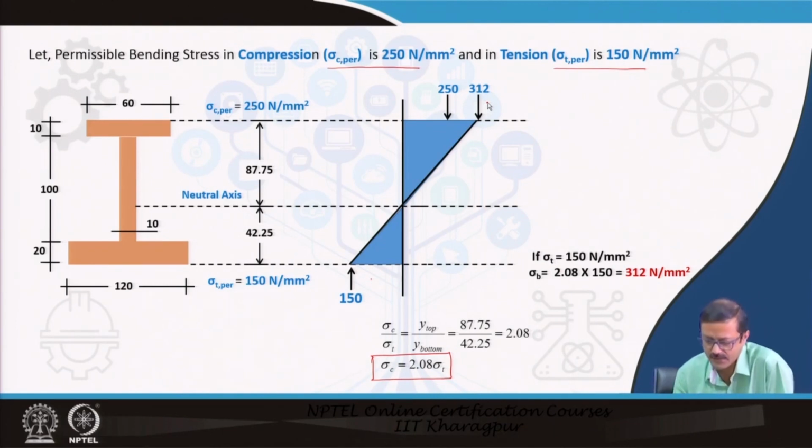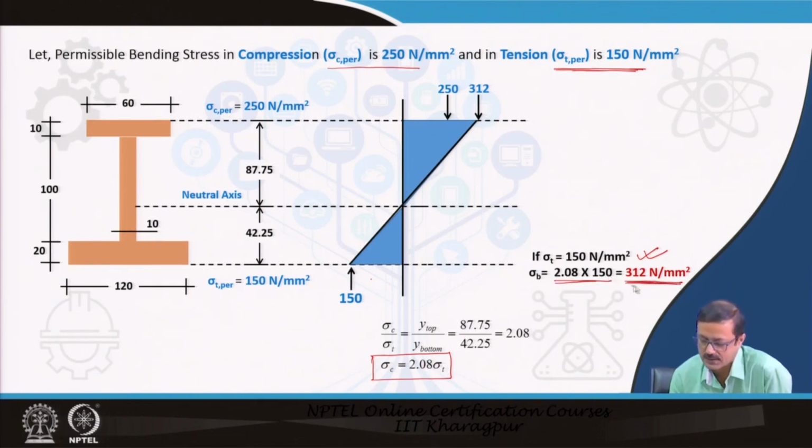Now, let us first put that sigma t is 150 Newton per mm square. Why 150? I know sigma t can go a maximum of 150 as a permissible limit. I cannot put sigma t as 151 because it is going to fail. So, if it is 150, then sigma c has to be 312. Why? The relation between sigma c and sigma t is sigma c equal to 2.08 sigma t. So, this gives me that.